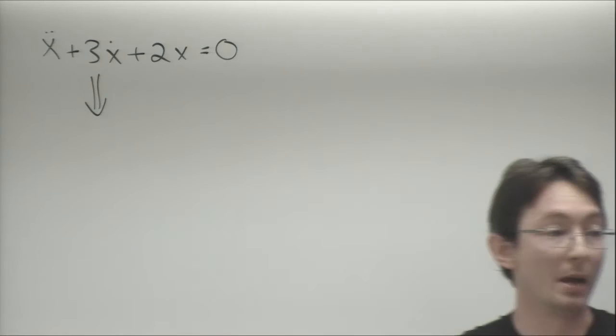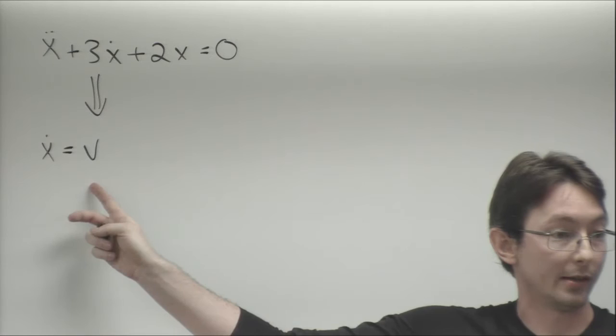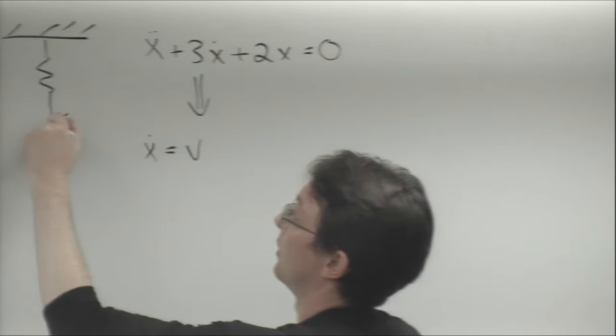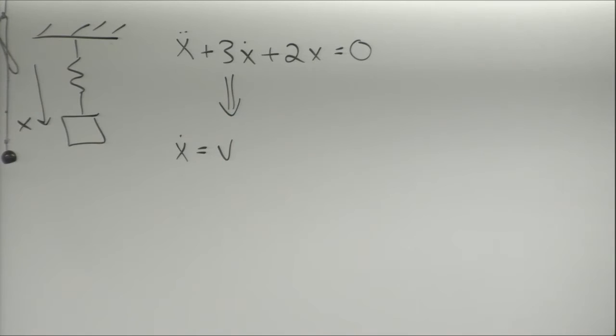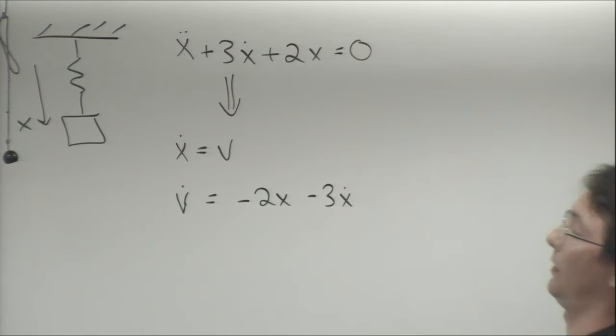makes sense. Okay, so I'm going to introduce a new dummy variable V for the velocity of this mass on a spring. Right, this is just the equation for my mass and the position x. And V is its velocity. And V dot equals minus all of this stuff. So minus 2x minus 3x dot, which is the same as minus 2x minus 3V, because x dot is V.